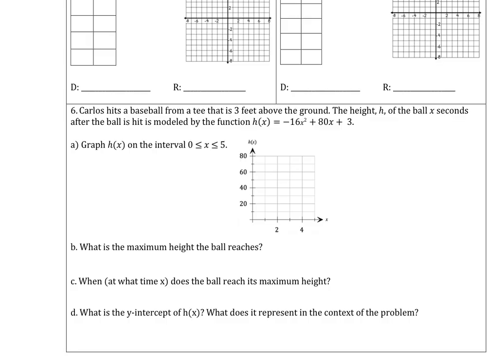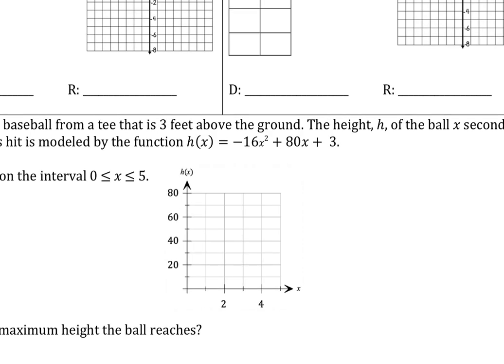The first part of this, A, says graph h of x on the interval of x values between 0 and 5. So we are graphing this function using the x values between 0 and 5. Basically when we were graphing before, we were finding the vertex and then just using the x values above it and below it. Well, now it's giving us the x values that it wants us to use to make that parabola. So we'll still do it the exact same way.